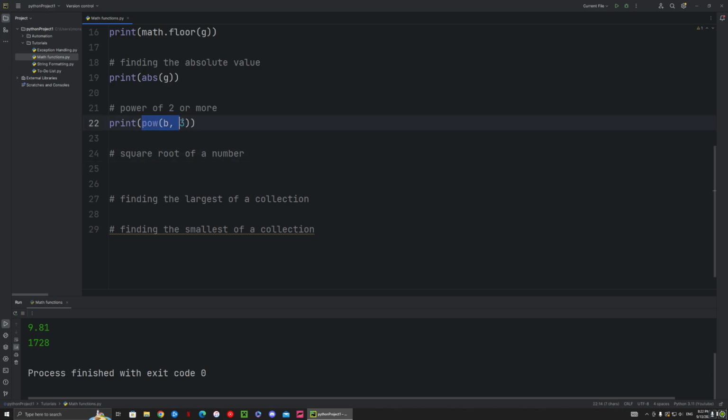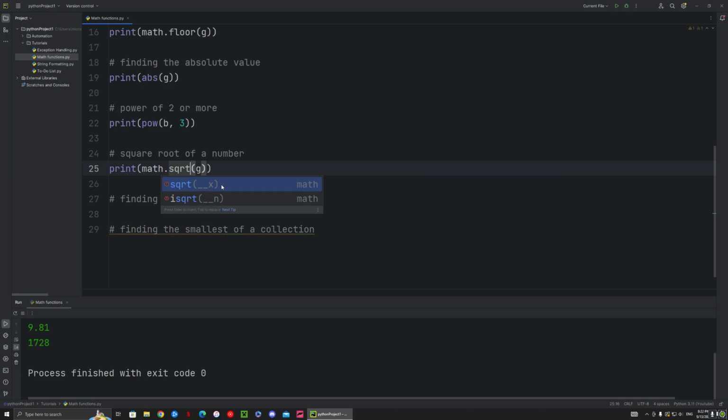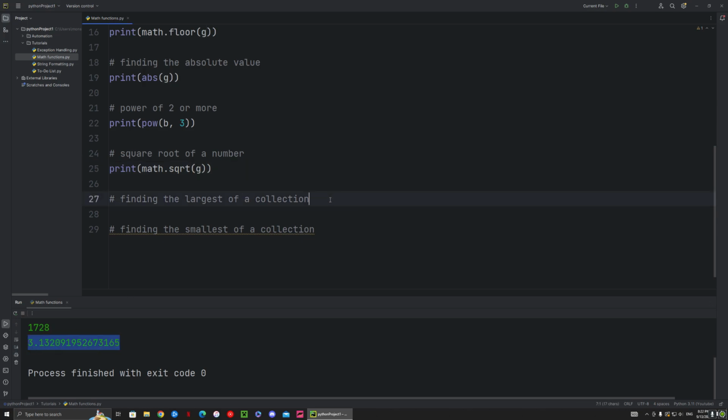Okay, square root of a number. So we did the power, and we need to do square root, which is the opposite. So to get the square root, it's pretty simple. Math.sqrt, and you get the square root of G. So that would be 3.13 and so on.